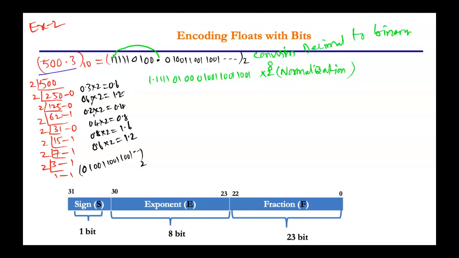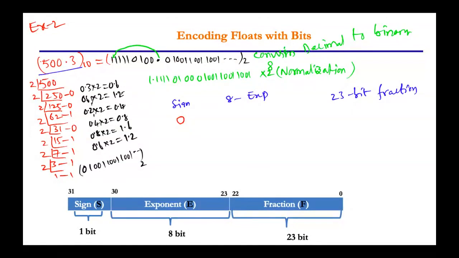So here, as you know, this is a positive number. So your first bit, the sign bit, then your 8-bit exponent, and 23 bits of your fraction part. So our sign bit here is positive, so the sign bit is 0. And then the exponent part is 8.